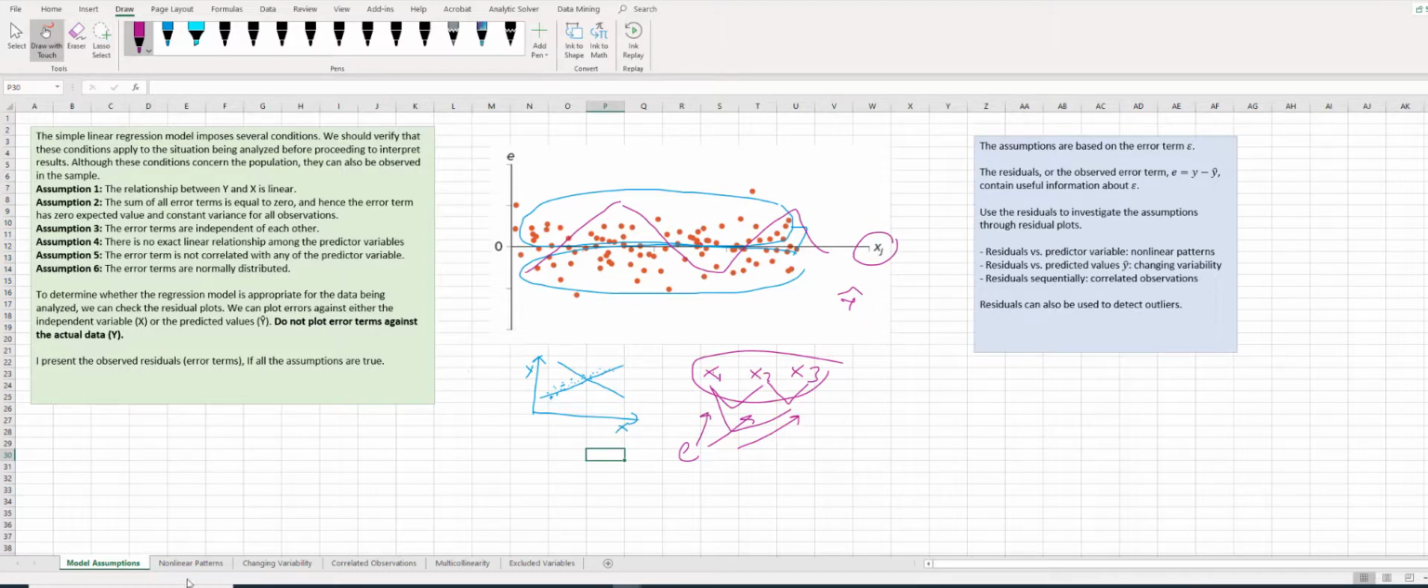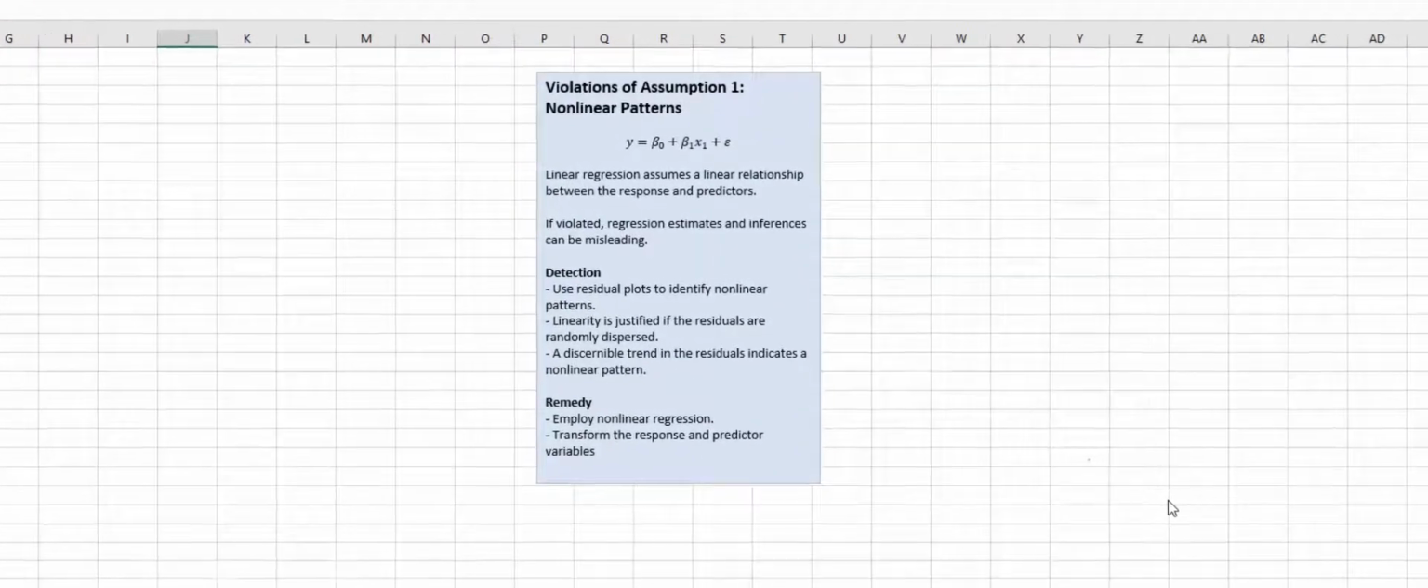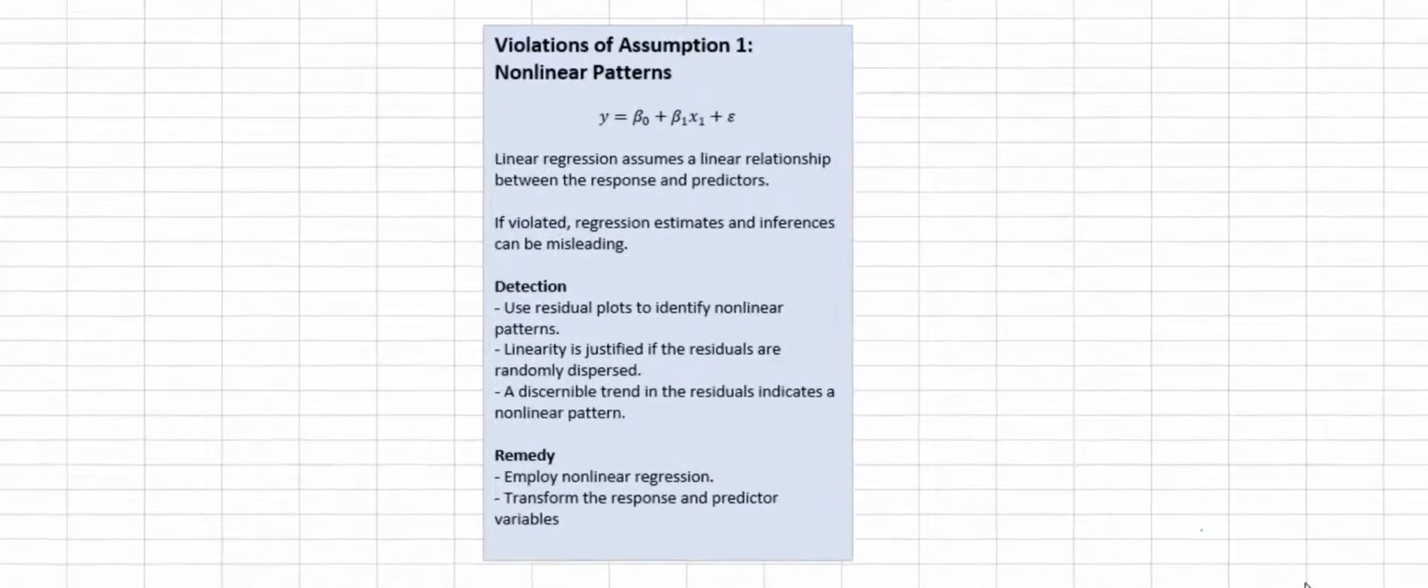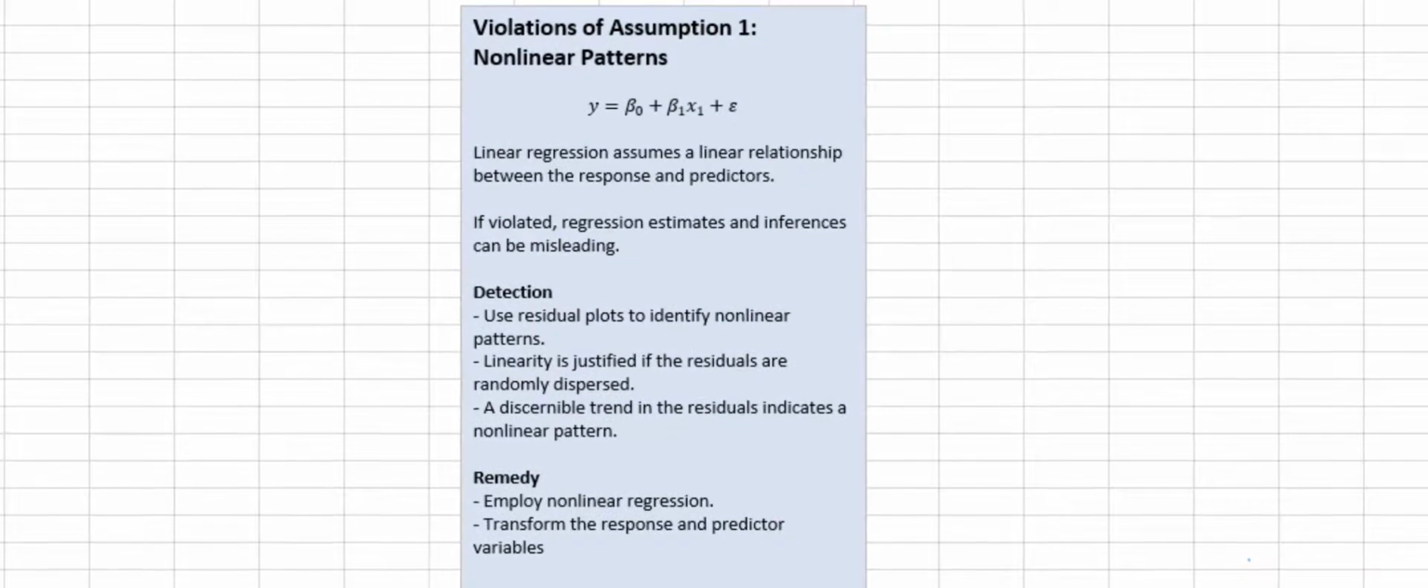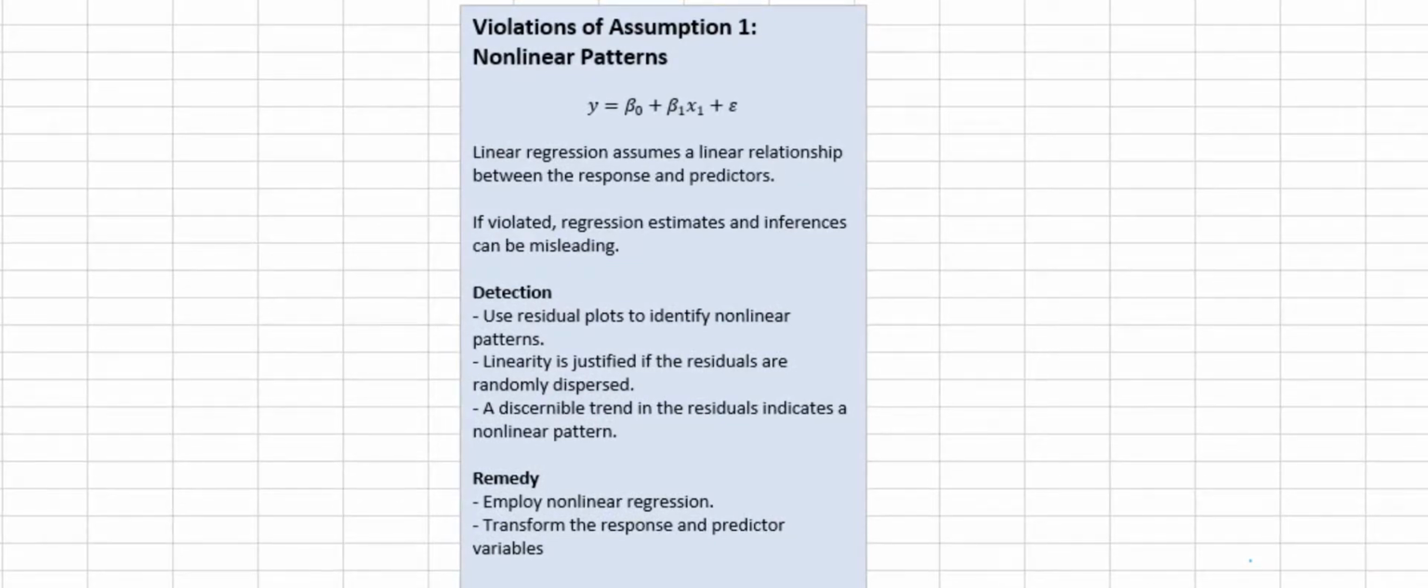The first one is nonlinear patterns. Linear regression assumes a linear relationship between the response and the predictors. The simple linear regression model, say y is equal to beta 0 plus beta 1 x1 plus epsilon, implies that if x goes up by 1 unit, we expect y to change by beta 1 irrespective of the value of x. However, in many applications, the relationship cannot be represented by a straight line and therefore must be captured by an appropriate curve.